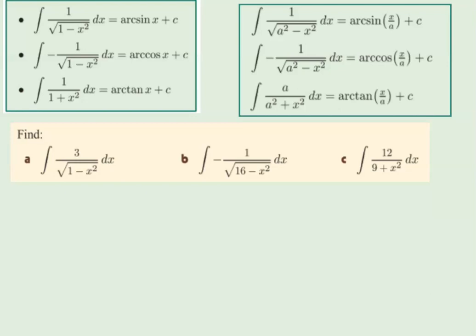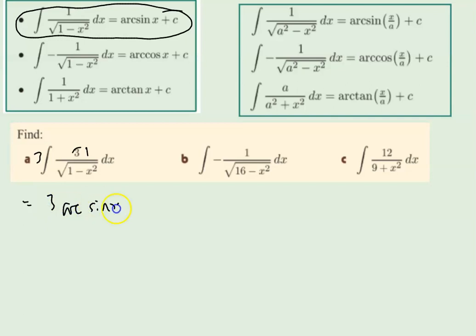For part A, I can see that it is in fact this formula here. So that value of 3, we could take that out the front and have a multiple, and therefore we've just still got the 1 on root 1 take x squared. So we end up with 3 times the arc sine of x plus c.